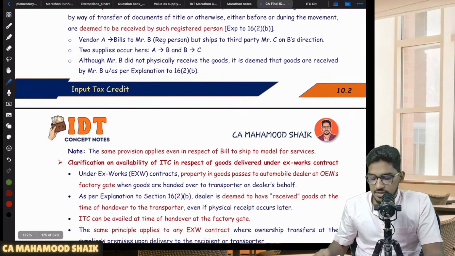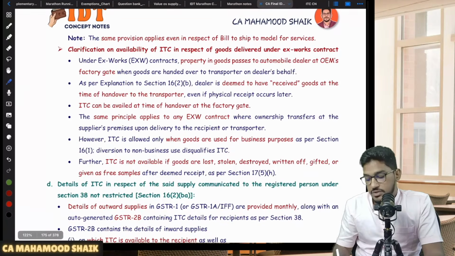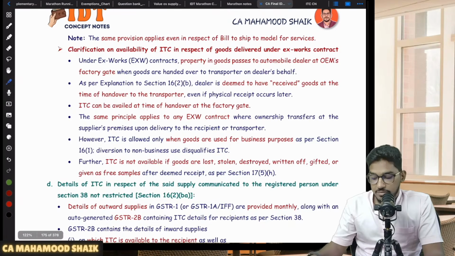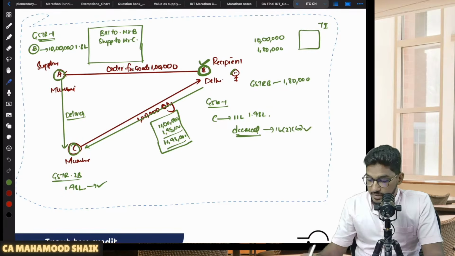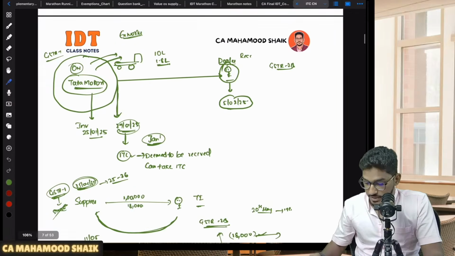So how many conditions have we seen? 3 conditions we have seen. Then here there is one important clarification: clarification on availability of ITC in respect of works contract. So a very important clarification is there. So let me try to explain it for you.